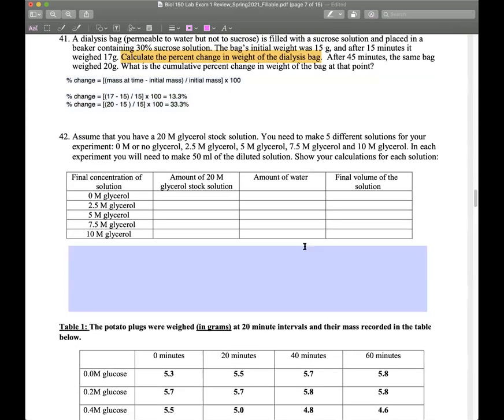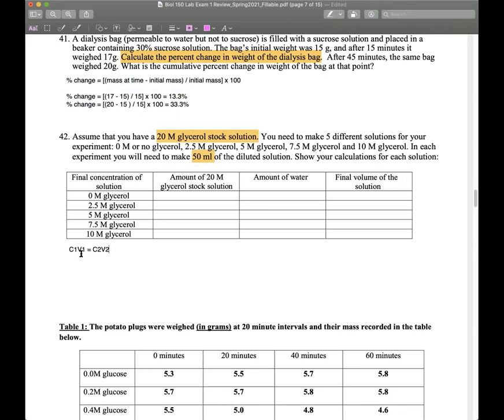All right, now we have some solution dilutions. Starting with a 20 molar stock solution, and then we have to make some dilutions of different concentrations. So a 0, 2.5, 5, 7.5, and 10. And we know we want to make 50 mils of each of these dilutions. So this is where you want to use that C1V1 equals C2V2 formula.